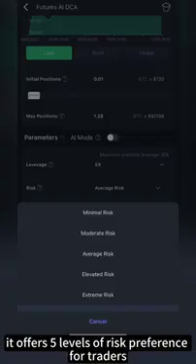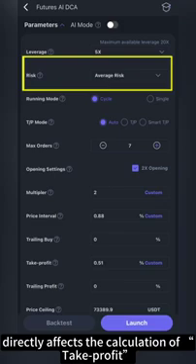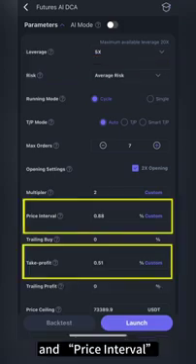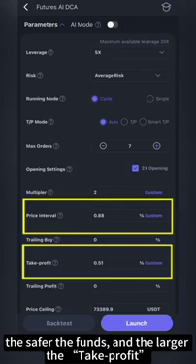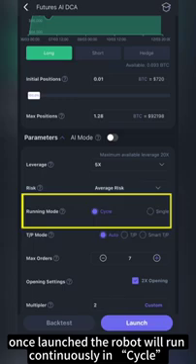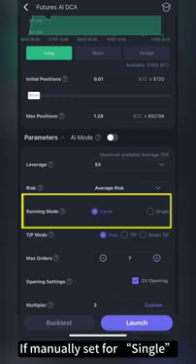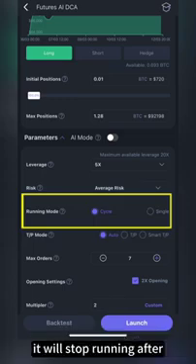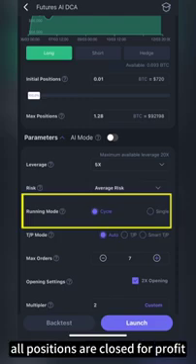Additionally, it offers 5 levels of risk preference for traders. Risk level directly affects the calculation of take profit and price interval. The lower the risk level, the safer the funds, and the larger the take profit and price interval. Once launched, the robot will run continuously in cycle. If manually set to single, it will stop running after all positions are closed for profit.